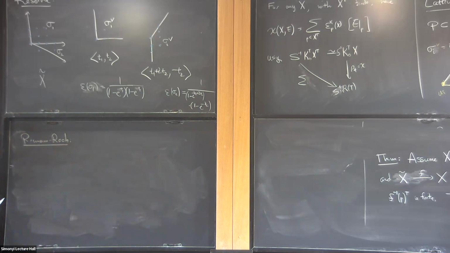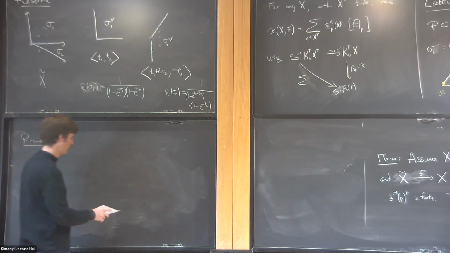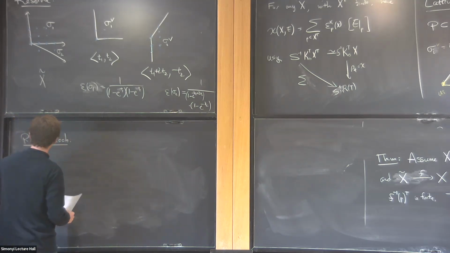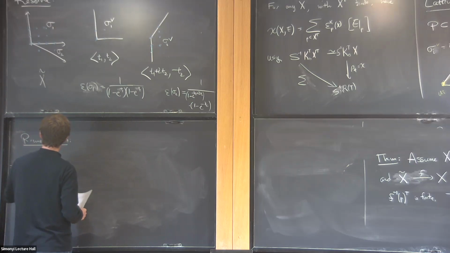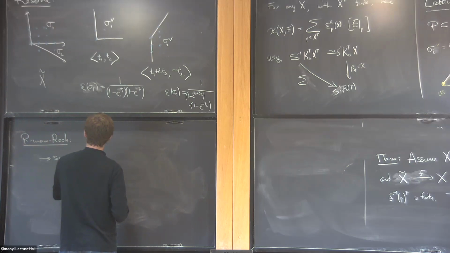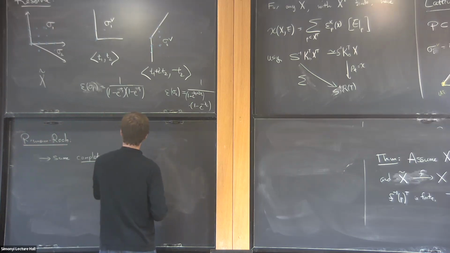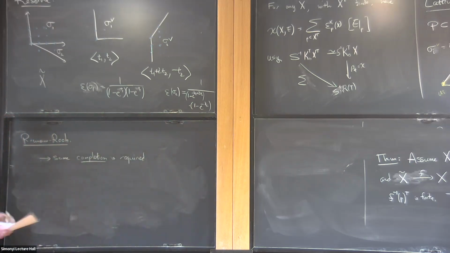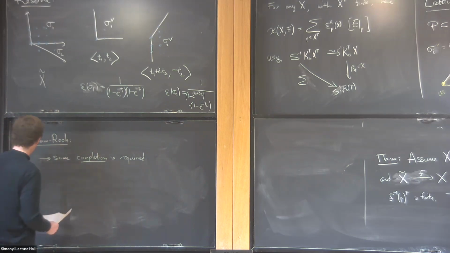So in topology, equivariant Riemann-Roch theorems predate equivariant algebraic K-theory. They go back to the 60s, almost to the very beginning of K-theory. So this is Atiyah and Segal in the 60s. And what you quickly realize is that some algebraic completion will be required. And you realize this already in the case of a point. So let me say something about it.